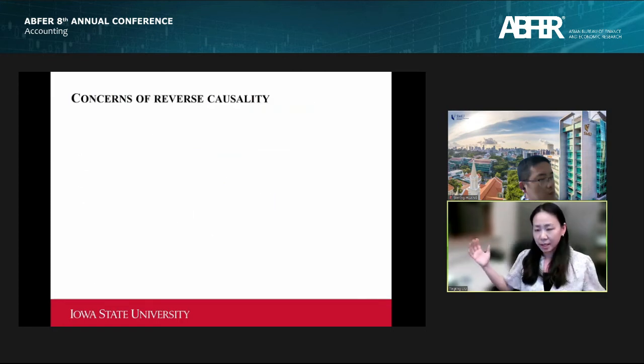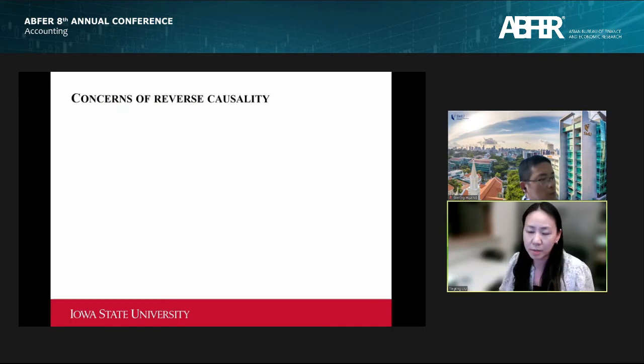Immediately people can think of concerns about reverse causality, because issuing a comment letter is not a random choice, especially since only 30% of deals get a comment letter, right? So the SEC is not just randomly picking deals to issue comment letters. What if this is driven by reverse causality? And interestingly, this reverse causality can actually go either way.